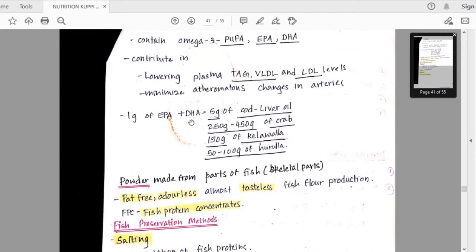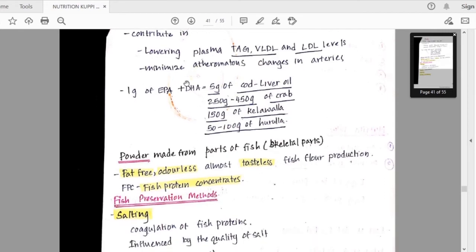1 gram of EPA and DHA is equal to 5 grams of cod liver oil, 250 to 450 grams of crab, 150 grams of kelavalla, 50 to 100 grams of furulla. So these fish contain a very rich source of EPA and DHA, but the most concentrated form is cod liver oil.